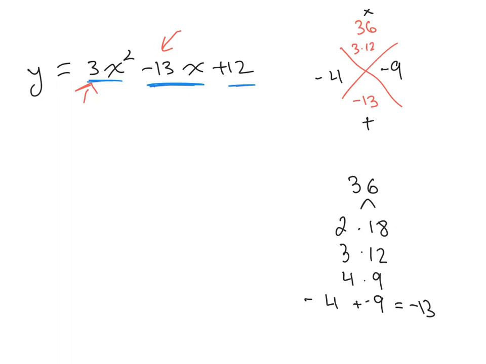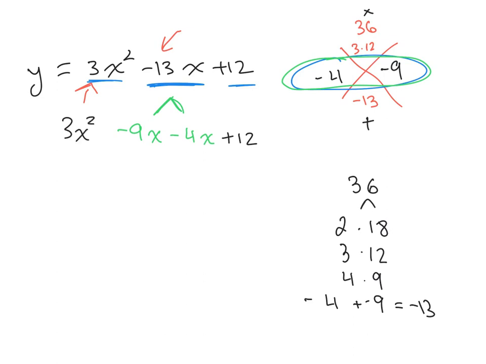And so we're going to use those numbers to help us break up this middle term. So instead of -13x, I'm going to think about it as -9x minus 4x. Because if you combine those, you get -13x. But we still have the plus 12, and we still have the 3x squared. And so now we're going to group our first two terms and our second two terms. Now do remember this is being added, not multiplied.